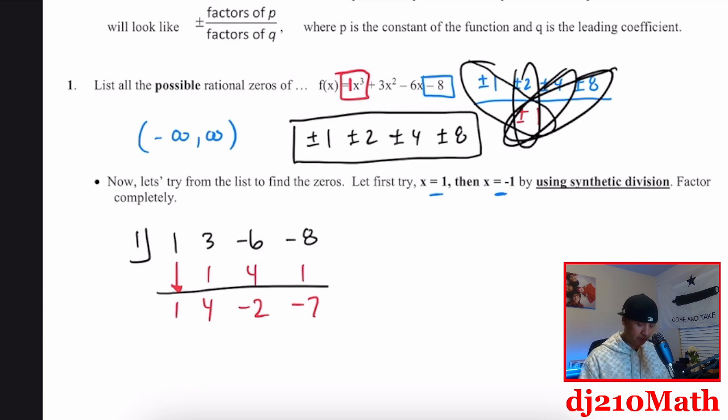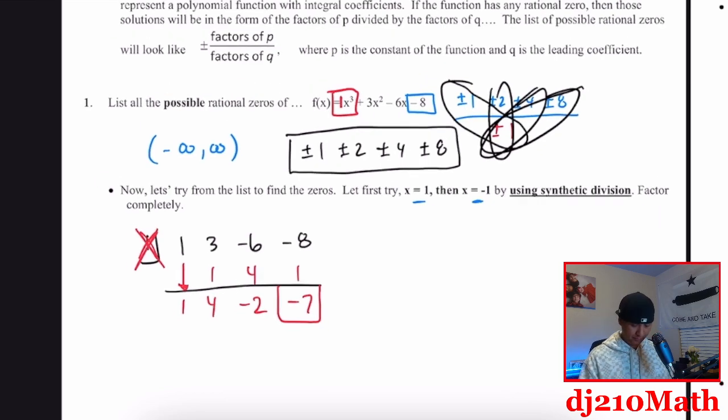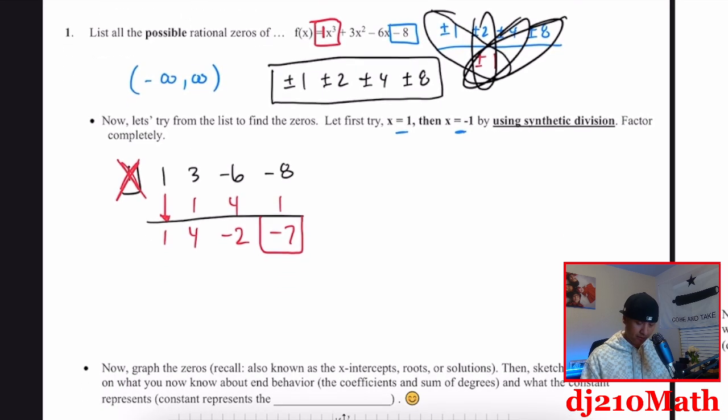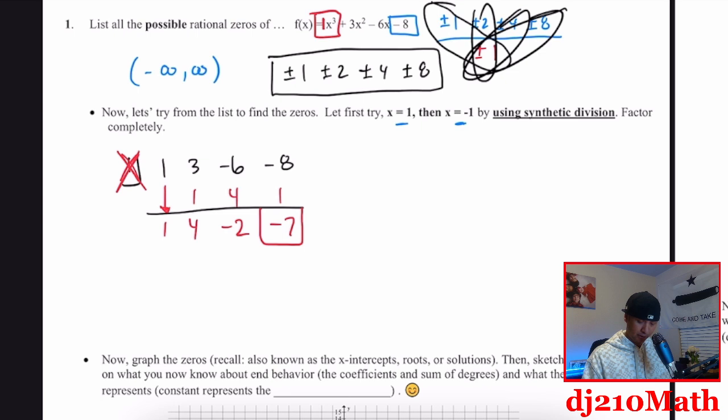All right, so right now, what this means is that positive 1, right? X equals 1 did not work. It's not a 0. So let's try negative 1.